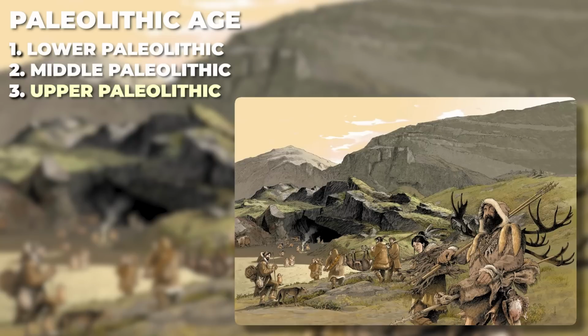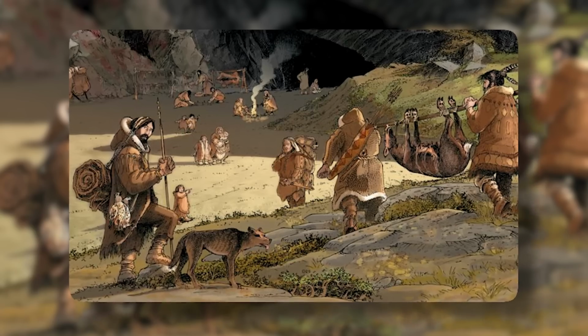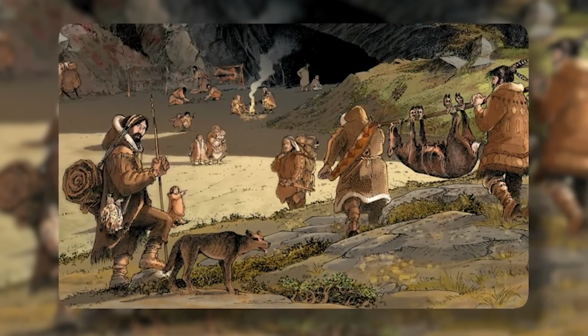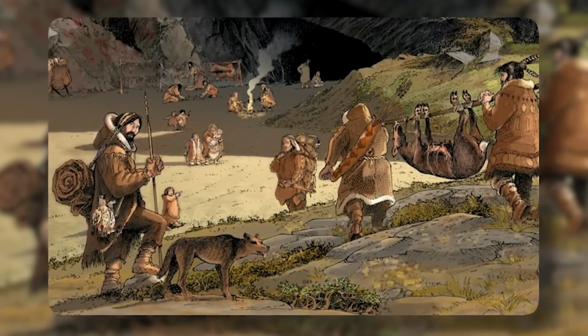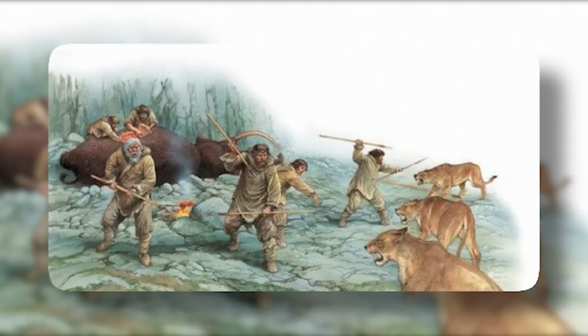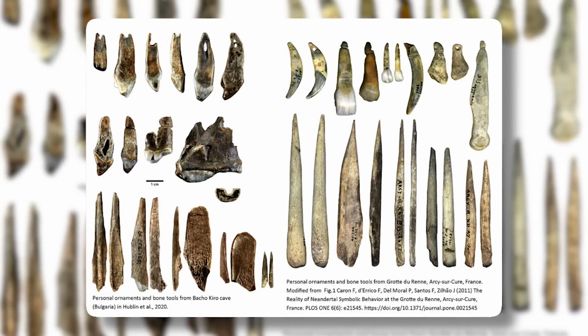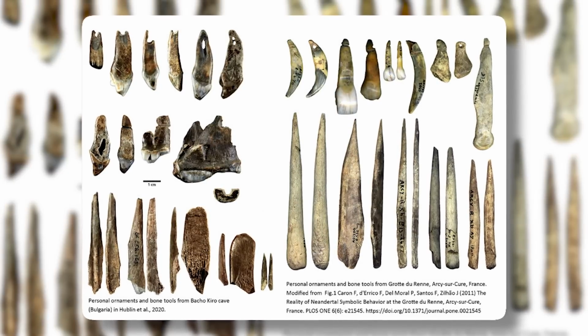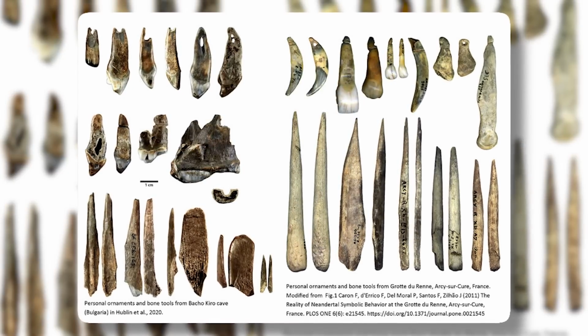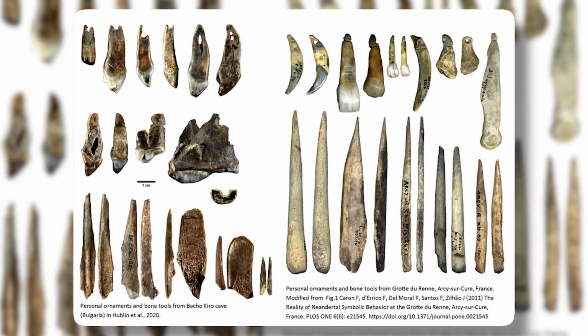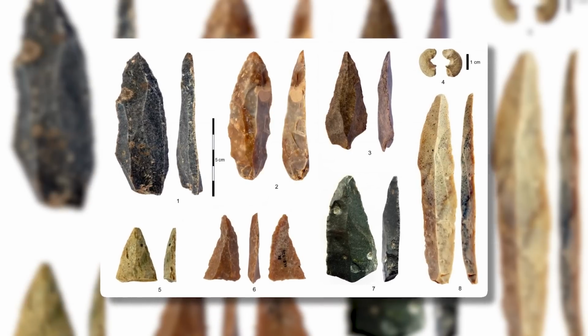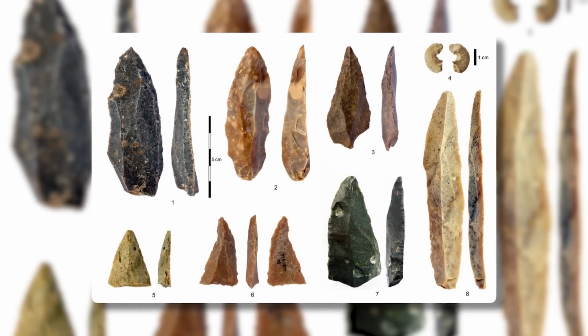Upper Paleolithic. The Upper Paleolithic was the grand finale of the Paleolithic era, which unfolded from around 40,000 to 10,000 BCE. This was the age of high-tech stone tools, and blade tools were the rock stars of this period. These blade tools were like the cutting-edge technology of their day.